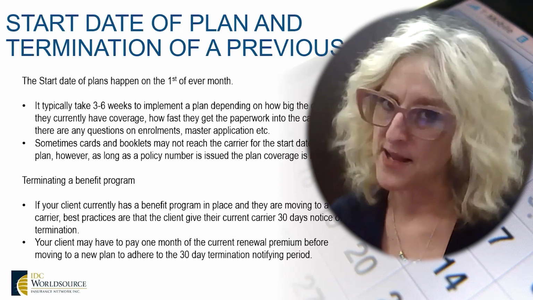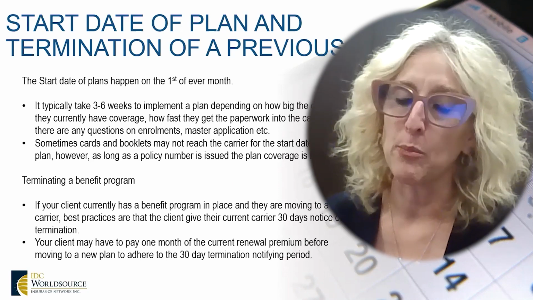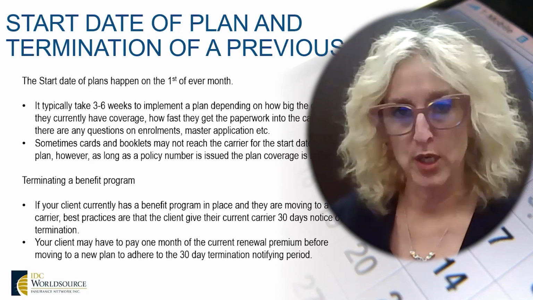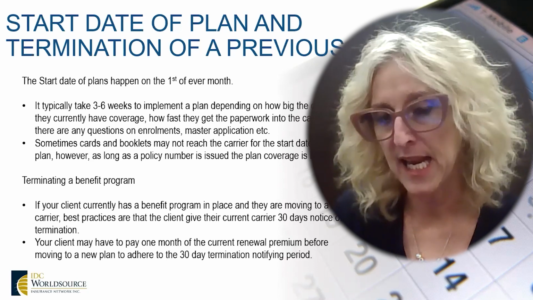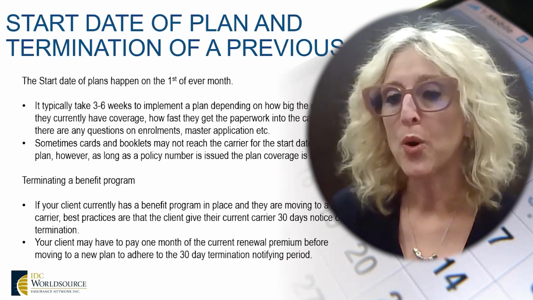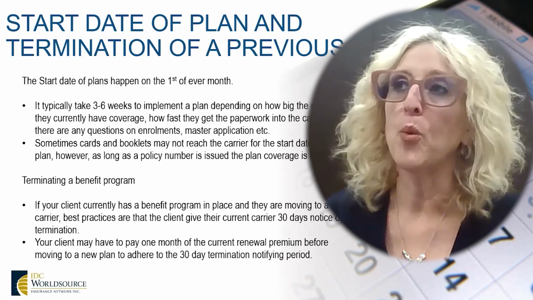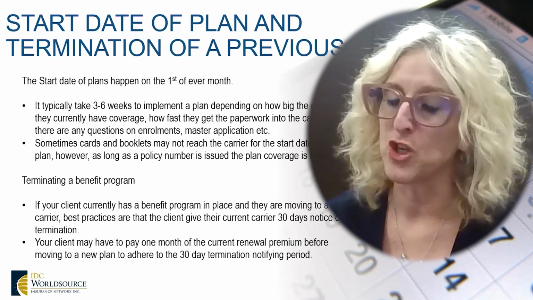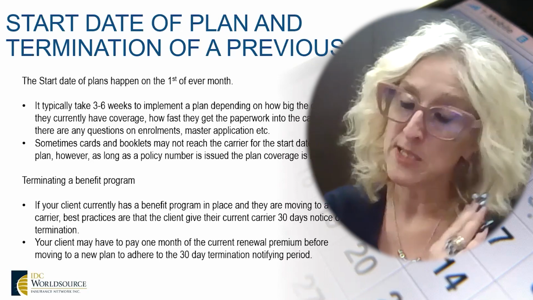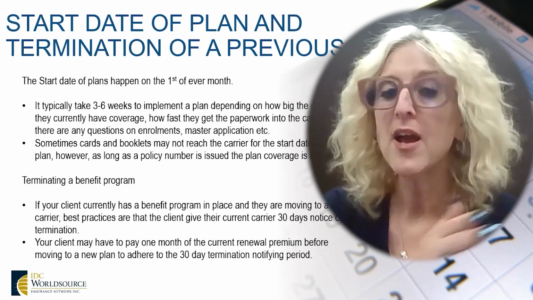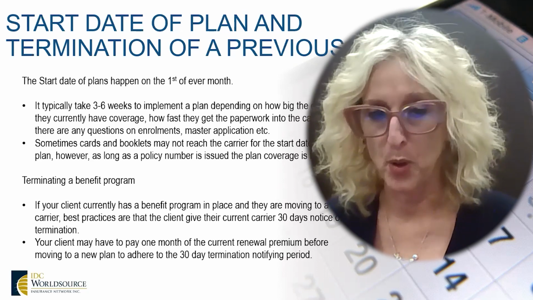If a group currently has coverage, there are contractual obligations that an employer, if they currently have benefits, are tied to. And it's typically a 30-day cancellation policy. So we typically start a plan at the beginning of the month. We used to be able to do it mid-month, but insurance companies have done away with that. So it's really on the first of every month, to which you still need to give 30 days notice if you currently have a benefit program.